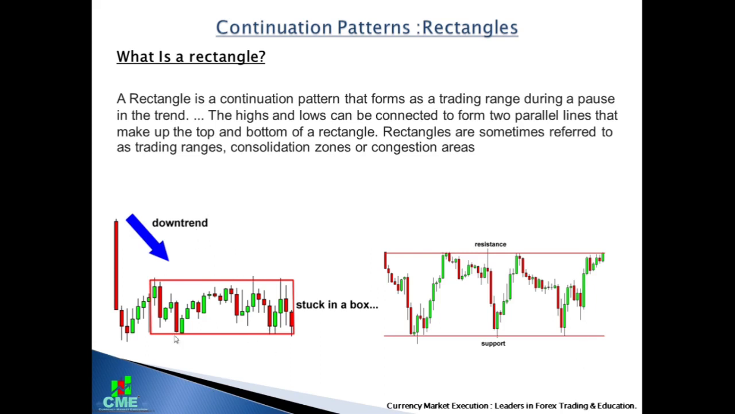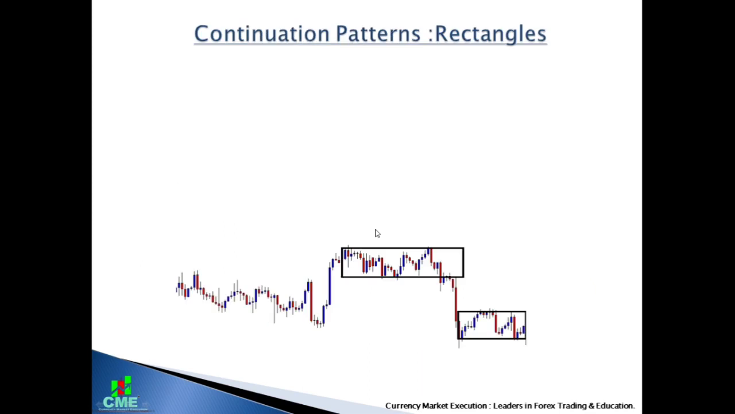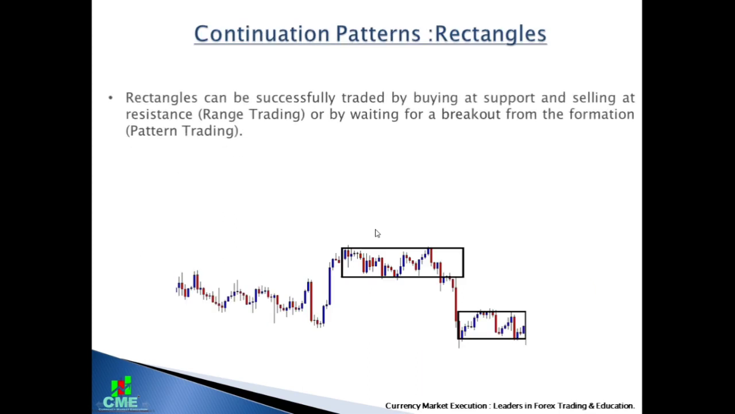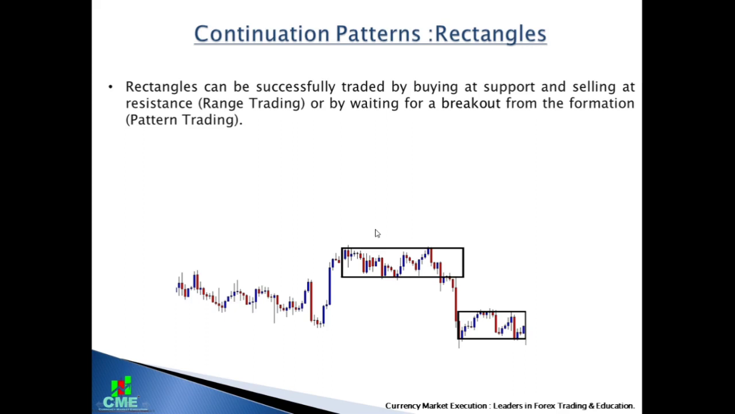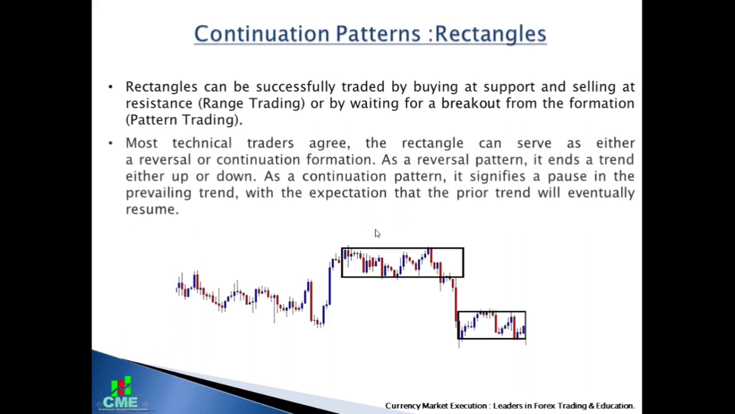This is how a rectangle looks. This one is a rectangle in a downtrend, and you find it here. There you see your resistance and your support, when the market is moving sideways with no clear direction. So, continuation pattern rectangles. Rectangles can be successfully traded by buying at support and selling at resistance, which is your range trading, or by waiting for a breakout from the formation, which is basically your pattern trading, where you actually trade the breakout of a pattern.